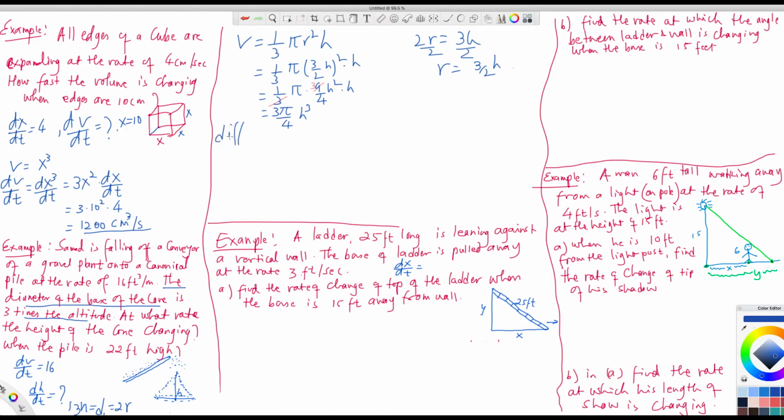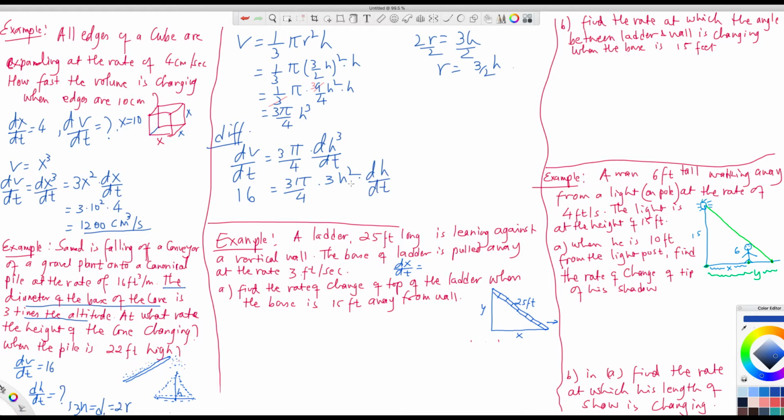So differentiating with respect to h will give you dV over dt equals 3 pi over 4 times d h cubed over dt, because 3 pi over 4 is a constant, so I pull that out. So what do you get? You get 3 pi over 4, but what is dV over dt? It is 16, right? So 16 equals 3 pi over 4 times 3h squared times dh over dt. This is what you get, right?